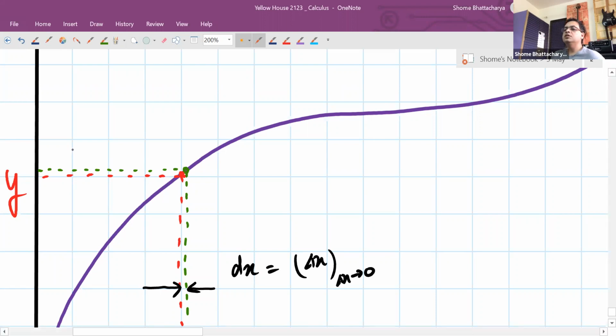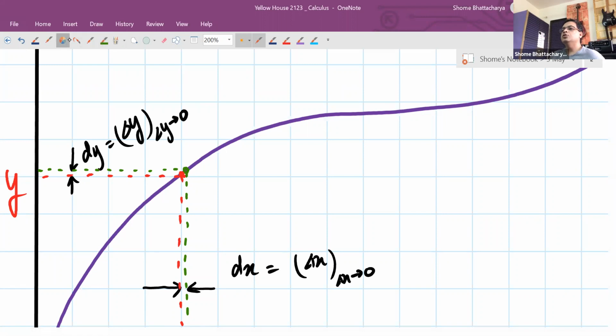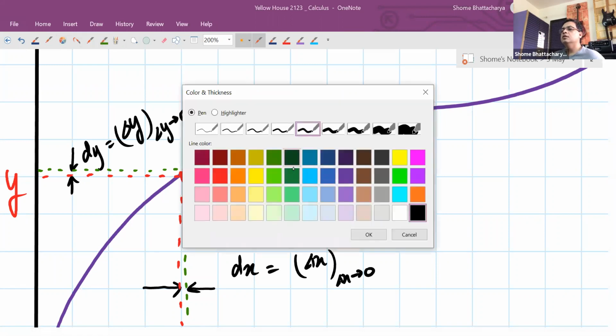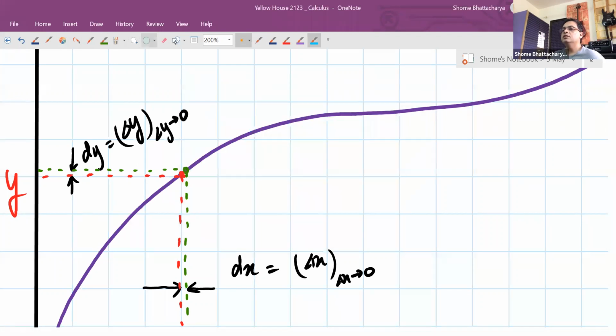And this corresponding change in y is dy, which is nothing but delta y with a limit that delta y is tending to 0. Okay. So now if I basically try to join these 2 points with a line, the type of line I will come across will be a very different line. It will be what we call the secant line.